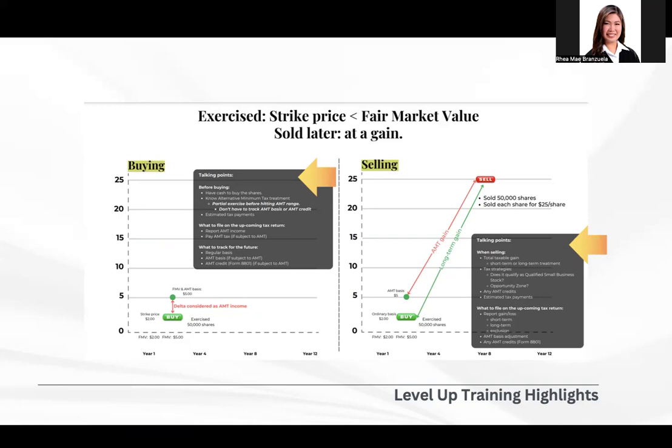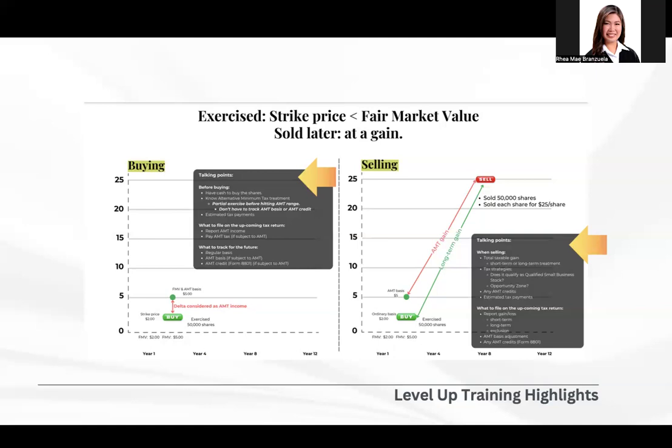So there are 4 points that we need to consider. One, to have cash ready. Second, to understand AMT treatment. Third, to consider partial exercise to manage AMT. And fourth, to estimate tax payments ahead.